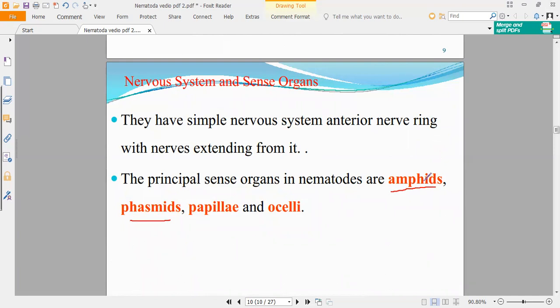They detect chemical substances. You know that there are chemoreceptors, mechanoreceptors, and photoreceptors. There are different types of receptors in an organism. In the case of nematodes or roundworms, the amphids and the phasmids are used as chemoreceptors. They detect chemical substances from the environment.